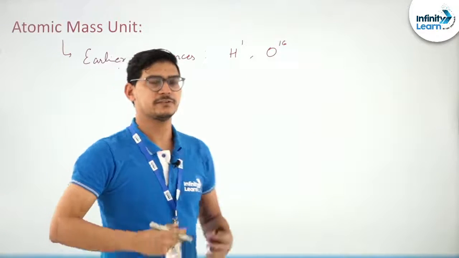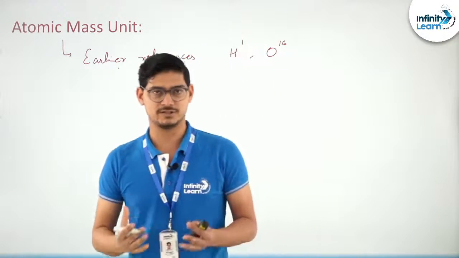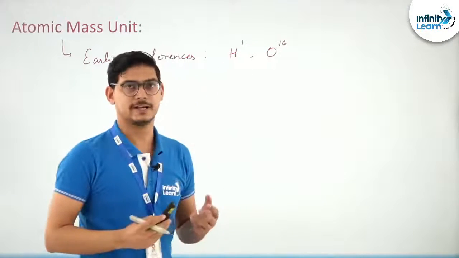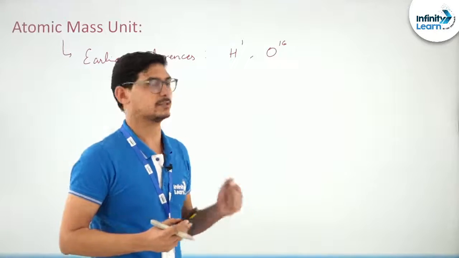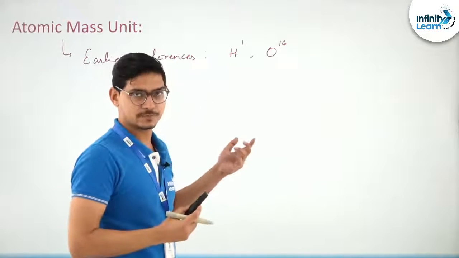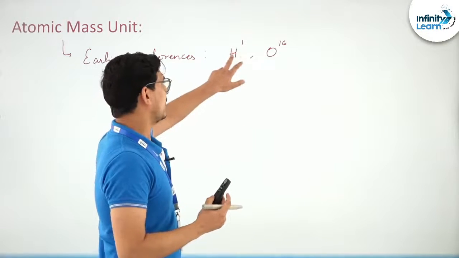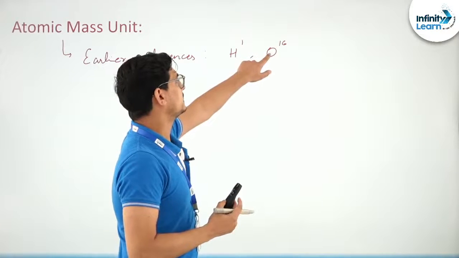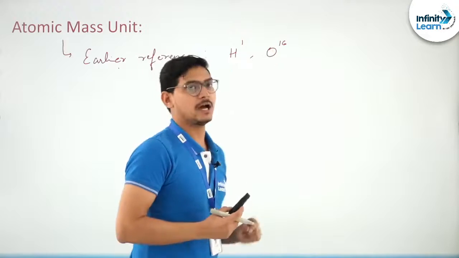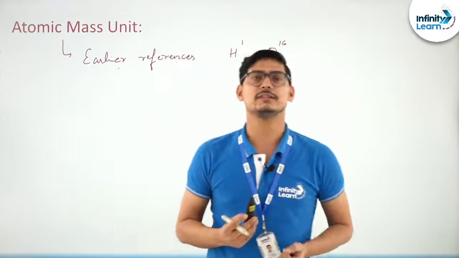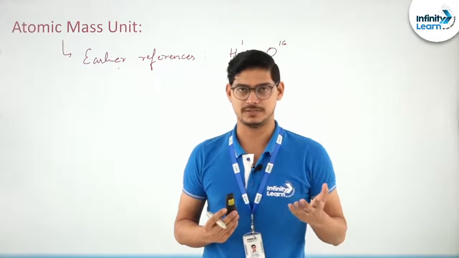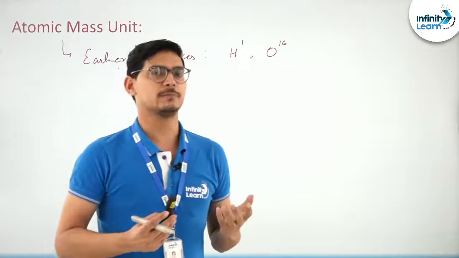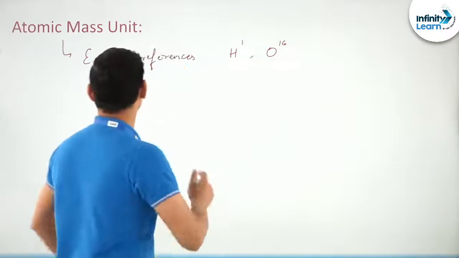earlier scientists have used hydrogen 1 and oxygen 16. Why am I writing the atomic masses? Because there are various isotopes of an element. So hydrogen has 3 isotopes. Scientists selected the one whose atomic mass is 1 unit. Likewise, in case of oxygen, the isotope whose mass number was 16 was selected to define atomic mass unit. The current reference to define atomic mass unit is carbon 12.